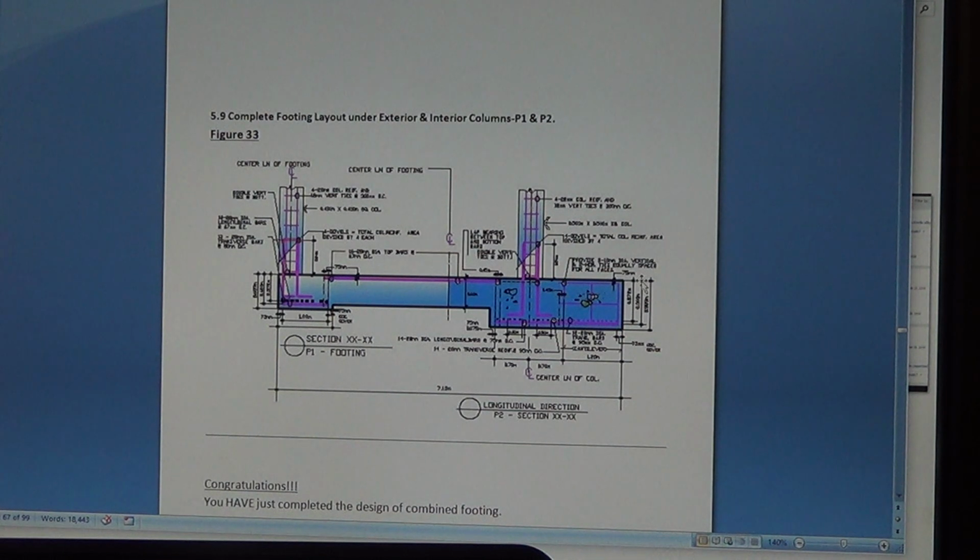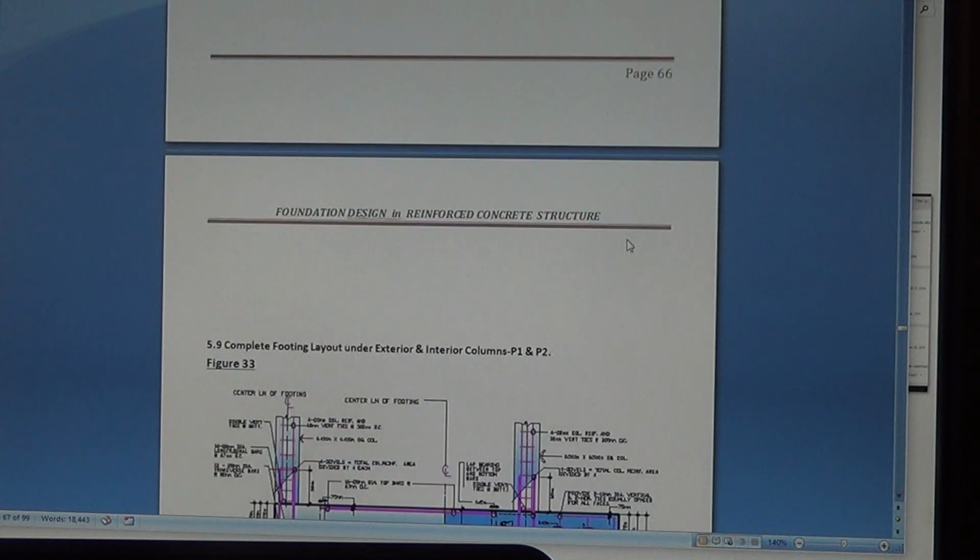Okay, here's the final and complete combined footing, exterior column right here, and the interior column. The reason why I use combined footing is it's more complex to design compared to the square isolated footing. So that's why you can learn. There's nothing to learn in designing the square footing and the rectangular footing. So this is more complex, so it's good to write a book about this. So that's why I'm writing this book.